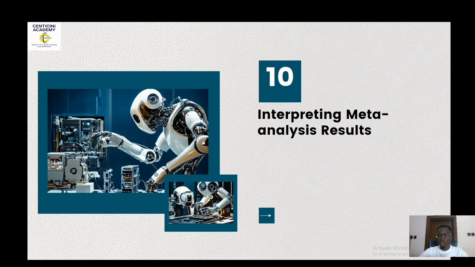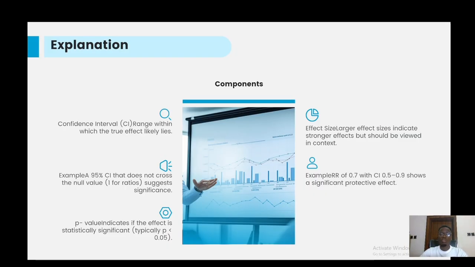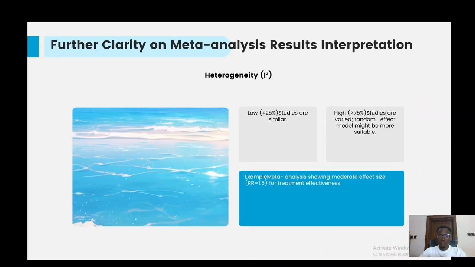And now we're also going to look at how to interpret meta-analysis results. What are some of the things to consider? You need to consider the confidence interval, the p-value, the 95% confidence interval, the effect sizes, and the risk ratio. These are quite important for you to consider whenever you are trying to interpret the meta-analysis.